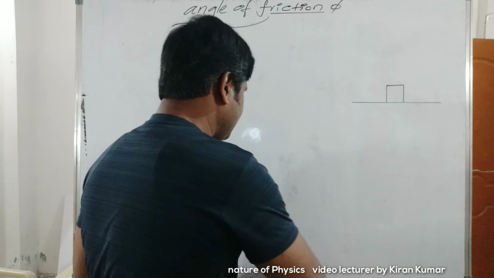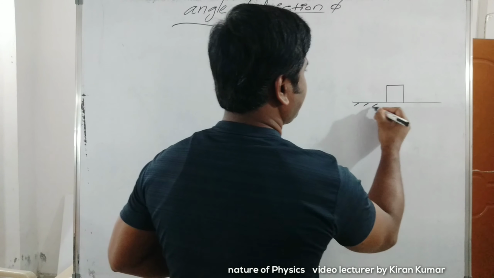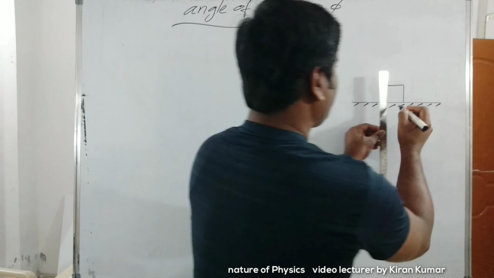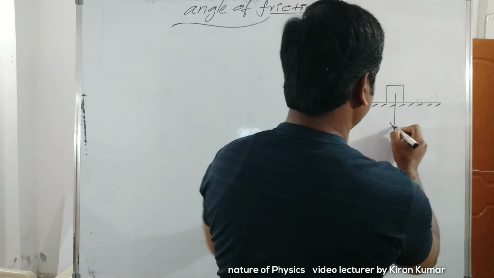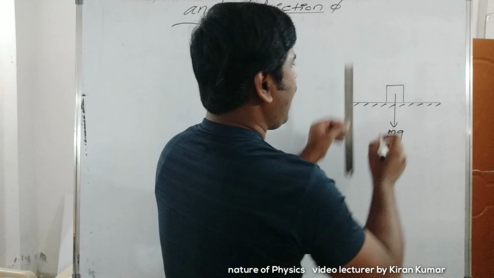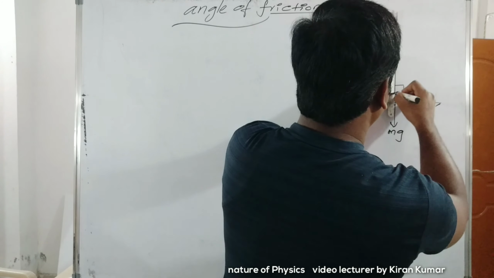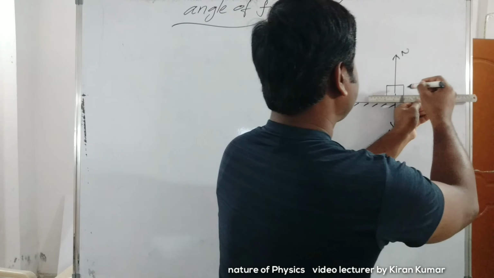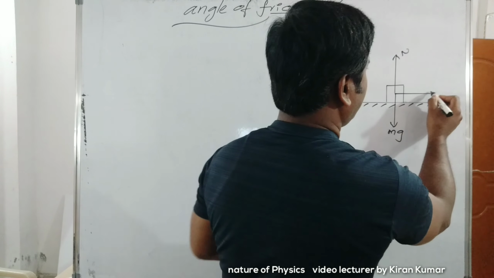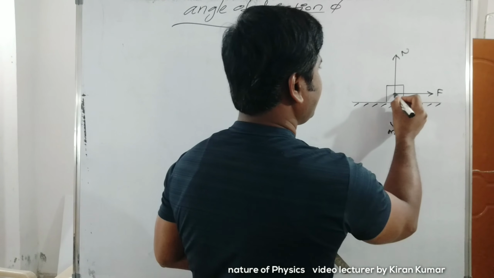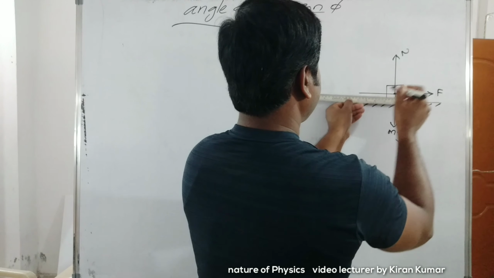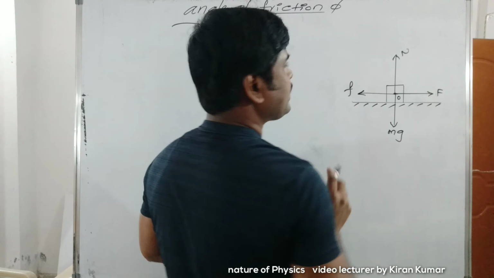See, this is the rough horizontal surface. A block of mass m, and in the downward direction mg is acting, the weight of the body, and the normal reaction is perpendicular to the surface. F is the applied force from left to right, and in the opposite direction a frictional force is developed, that is taken as f.